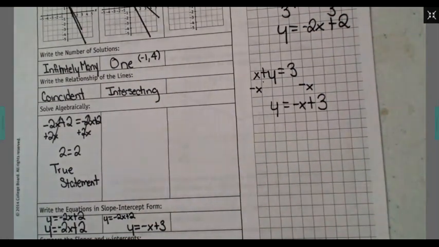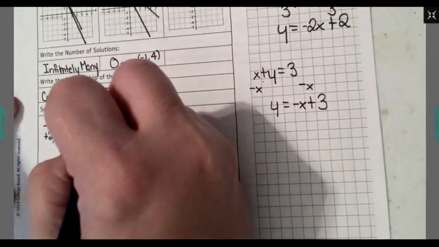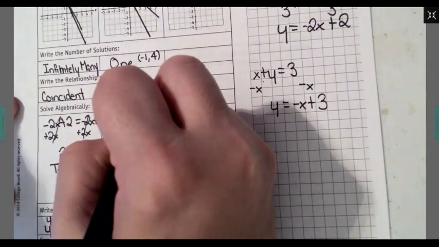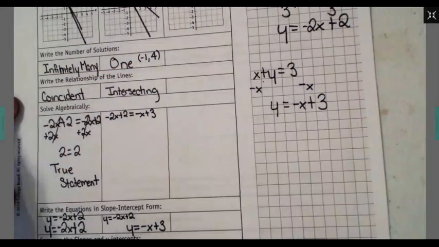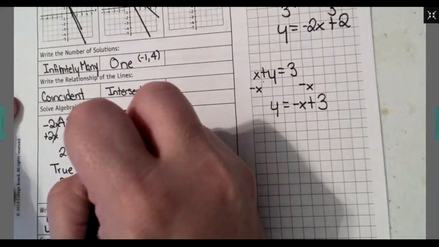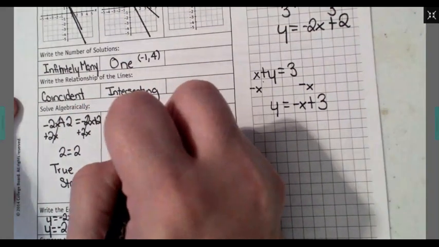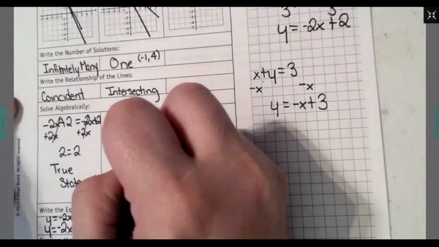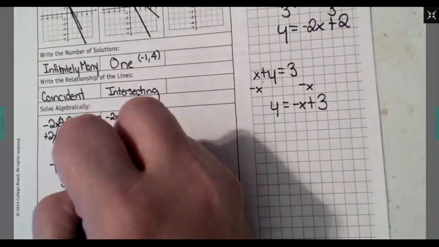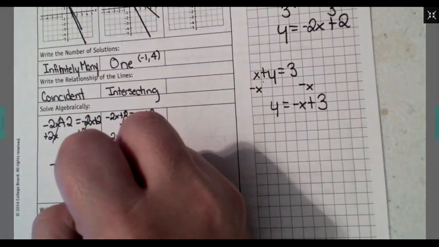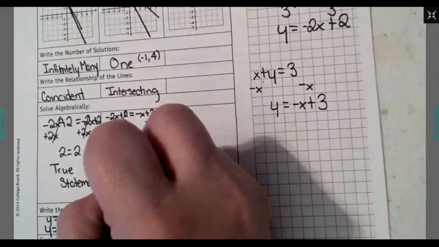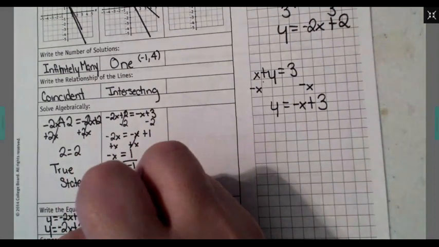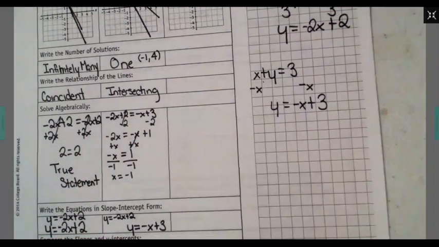Because I have these set equal to y, I'm going to set them equal to each other. So negative 2x plus 2 equals negative x plus 3. We're going to subtract 2 from both sides. We get negative 2x equals negative x plus 1. I'm going to add x to both sides. I get negative x equals 1. Got to get rid of that negative in front of the x, so we divide by negative 1 and get x equals negative 1.